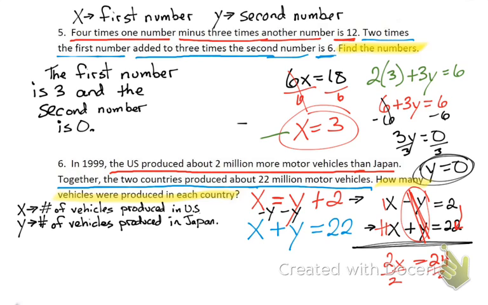Divide both sides by 2, and x equals 12. And again, you should know right away what that means, and that means that the U.S. produced 12 million motor vehicles.